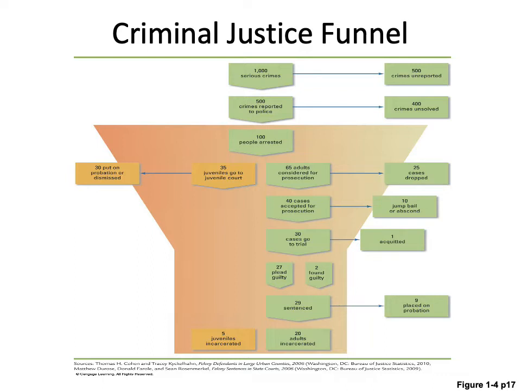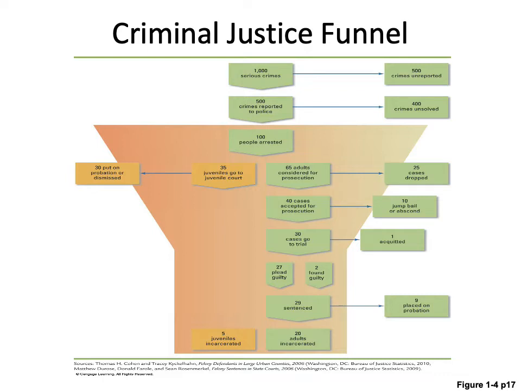Of the adult cases, about 25 of those cases are dropped, and about 40 of those cases are accepted for prosecution. Of those 40 cases that are accepted for prosecution, 30 of those people are bound over for trial. 10 jump bail, and you don't see them anymore. So there's a winnowing that takes place there. You might see them in the future.